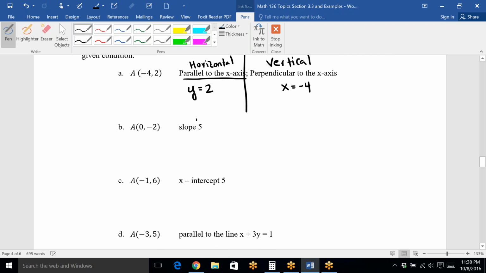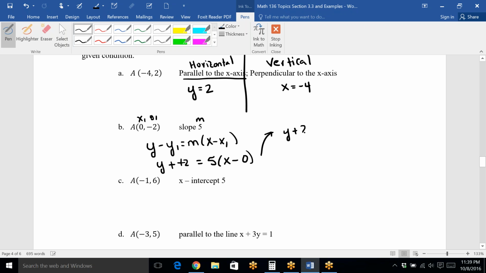Okay, for this one, I've been given my slope and I've been given a point. So I can plug this into point slope. So remember that's y minus y1 equals m parentheses x minus x1. That's from the chart up above. So y1 is -2, m is 5, and then x minus 0. That's a plus plus because it's minus a negative. So I actually have y plus 2 equals 5 times x and 5 times 0, which would just be 0.